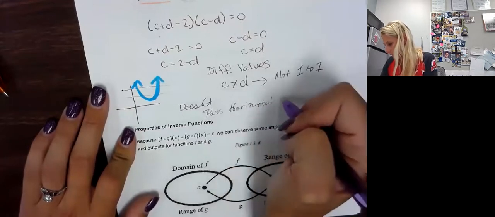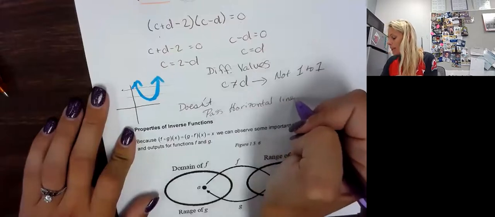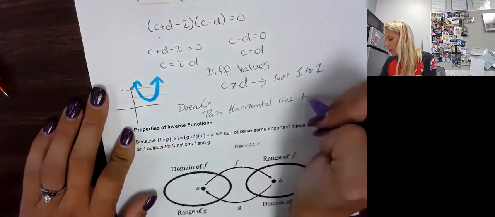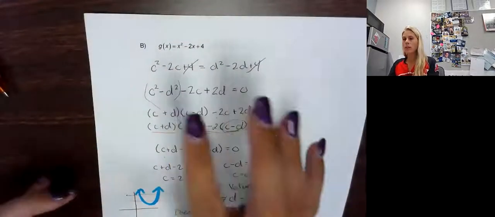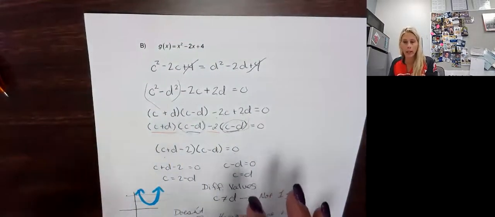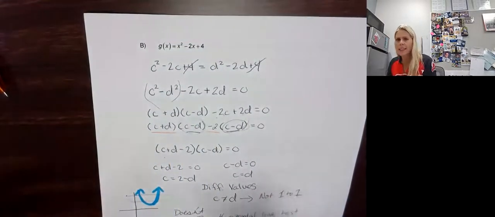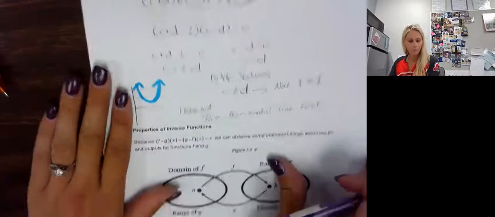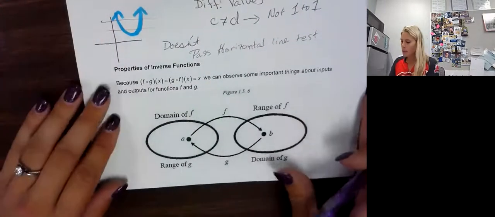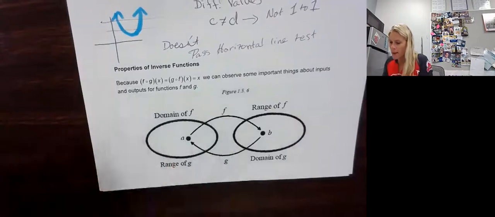Sorry guys, line test. Which means, again, it's not 1-to-1. Now for this one, you don't have a graphing calculator. So if you graph it, it might take a little bit more of a trick. Maybe finding the vertex, things like that. Or you can do it algebraically. Okay. Now, properties of inverse functions.